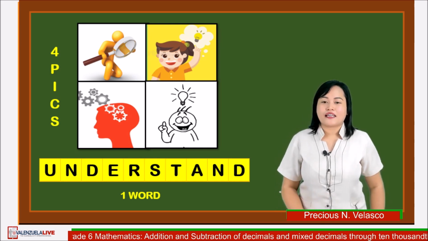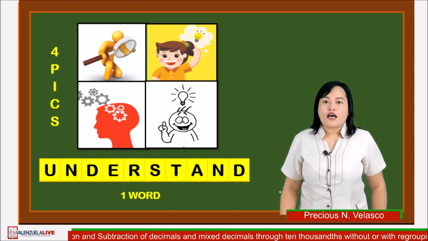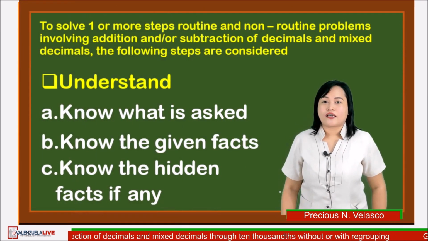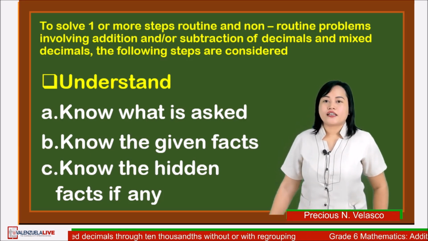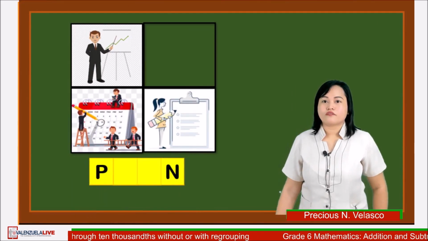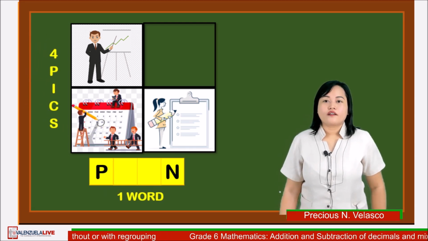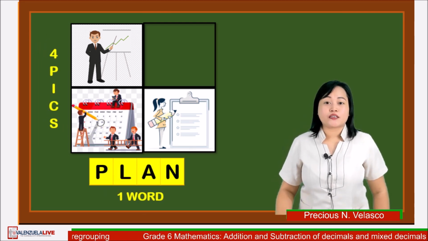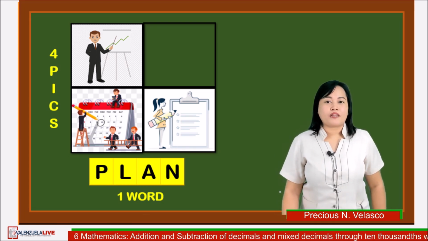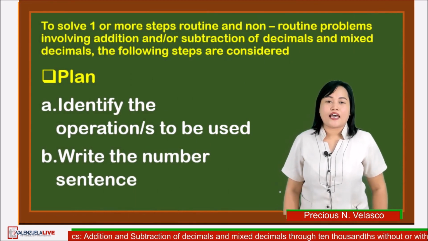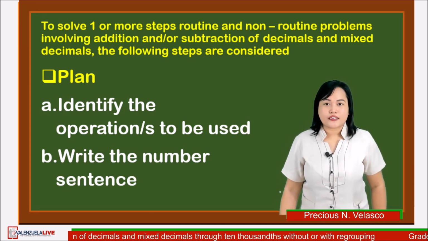The first step in answering a word problem is we need to understand the problem. After this, we have questions like what is asked, what are the given facts, or what are the hidden facts. Next picture. So what is this? Okay, very good. So this is plan. The second step is we are going to plan. And under plan, we have questions like identify the operations to be used and also write the number sentence.